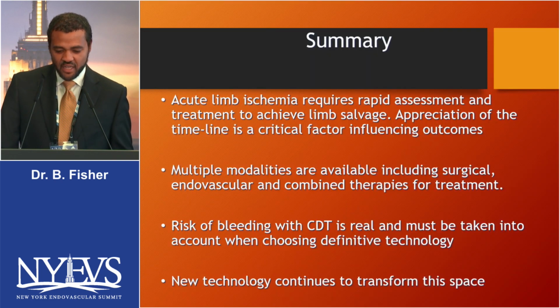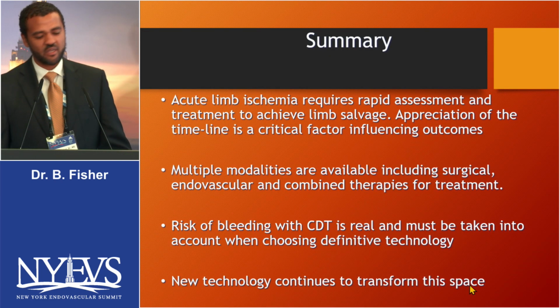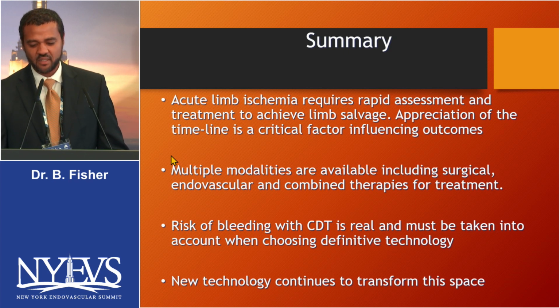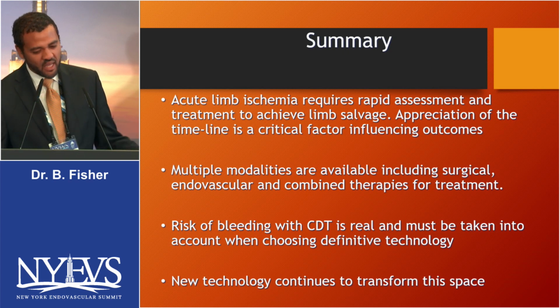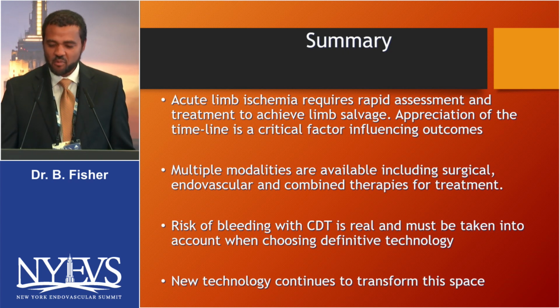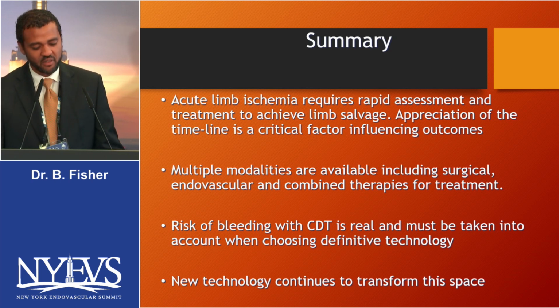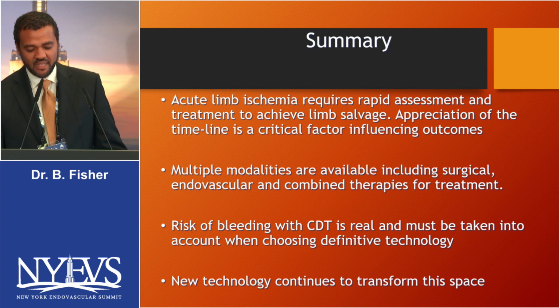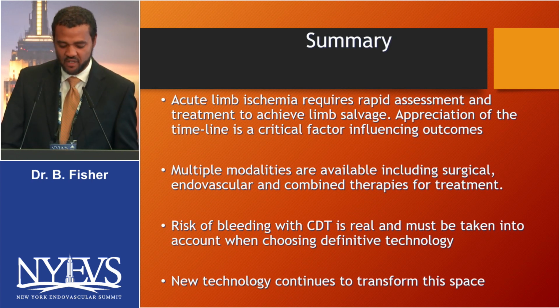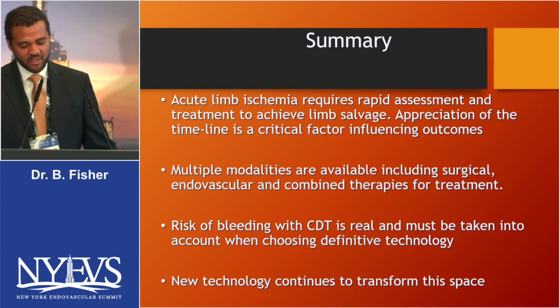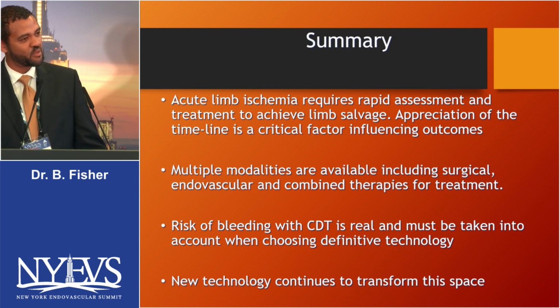So, in summary, acute limb ischemia requires rapid assessment, and appreciation of the timeline is a critical factor that influences our outcomes. Multiple modalities are available for treatment, including surgical, endovascular, and combined therapies. The risk of bleeding with catheter-directed thrombolysis is real and must be taken into account when choosing definitive therapy. And again, I'm excited about the new technologies that continue to transform this space.